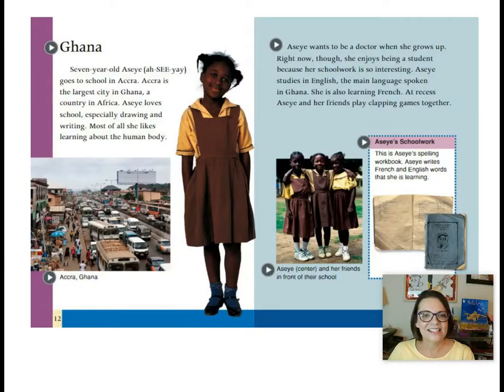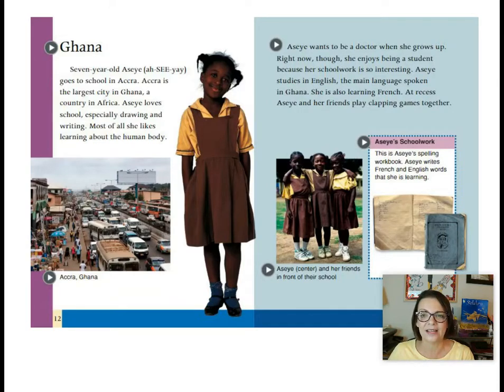Ghana. 7-year-old Asiye goes to school in Accra. Accra is the largest city in Ghana, a country in Africa. Asiye loves school, especially drawing and writing. Most of all, she likes learning about the human body. Asiye wants to be a doctor when she grows up. Right now, though, she enjoys being a student because her schoolwork is so interesting.